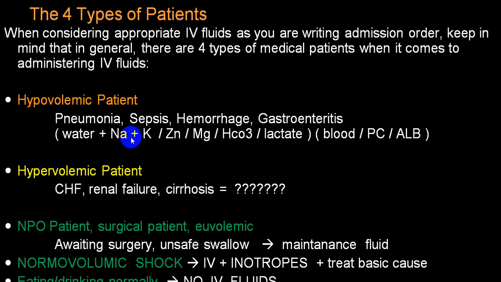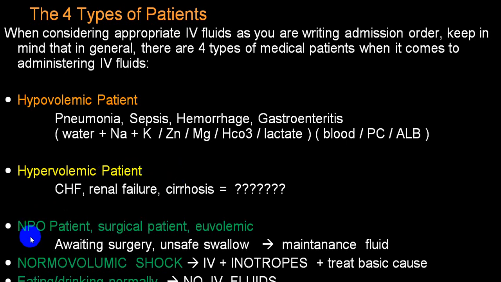The second group is hypervolemic, where there is a volume overload. Classical examples of those are congestive heart failure, renal failure, cirrhosis, a person who is already on IV fluid overload. This will be the group of people in whom IV fluid will be relatively contraindicated.